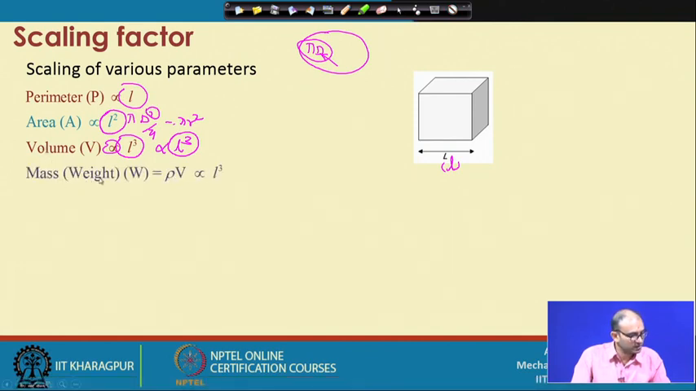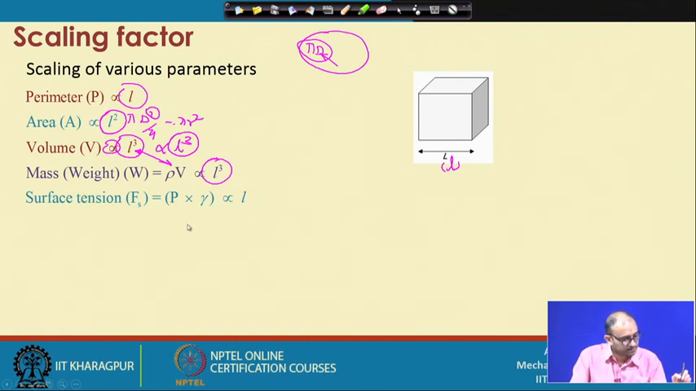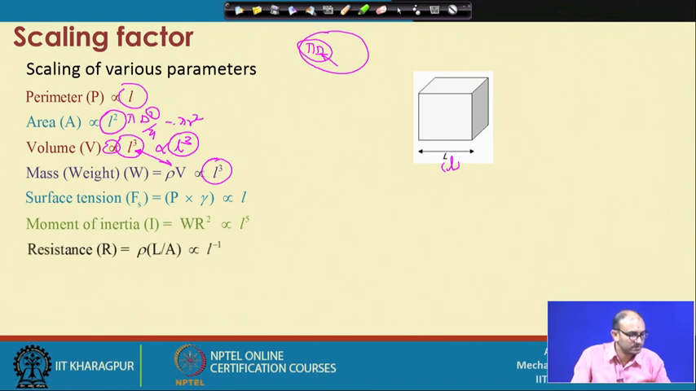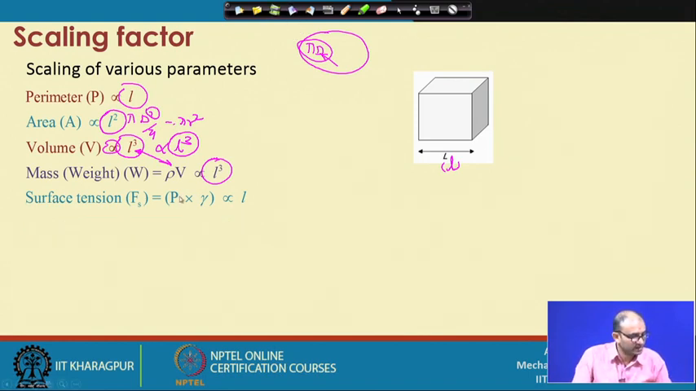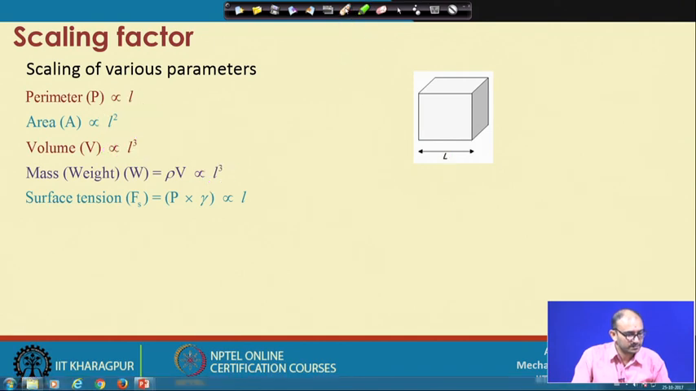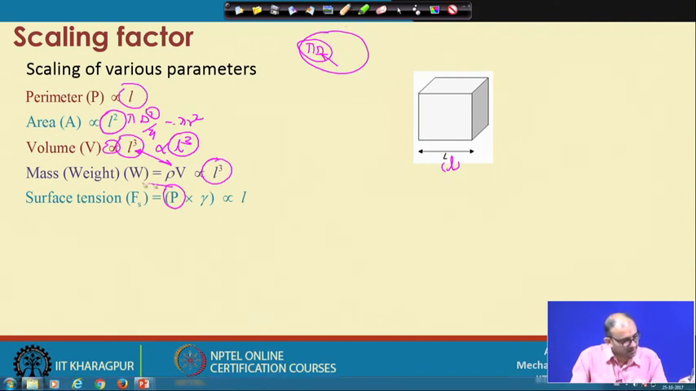Now, the mass. Mass or weight we know, it is rho into V, but rho is not a length scale parameter, but V is a length scale parameter because it is a volume. So, once it is considered as a volume, whatever is here will be the same as this. So, mass or weight also scales as L raised to cube. Then the surface tension. Now, surface tension is the coefficient of surface tension, one minute, and the weight perimeter area. So, this weight perimeter area, that is again going in this location. So, it will scale as L, but the coefficient has no connection with the length scale.